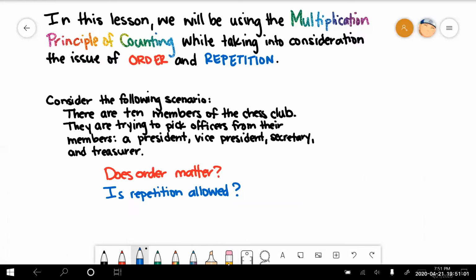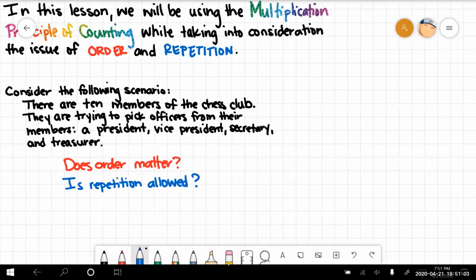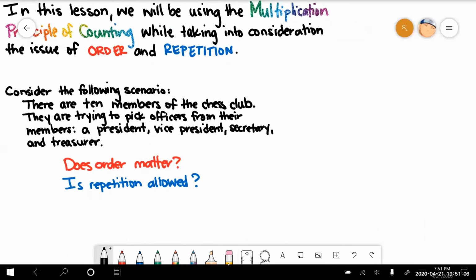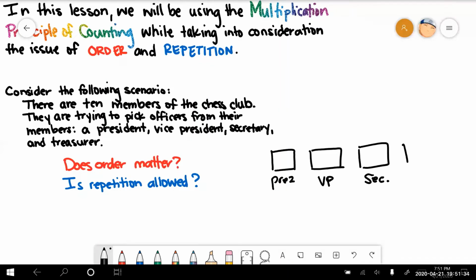So let me show you what I mean by containers. So let me scoot this over a little bit. If I had containers, for example, I've got a container for the president, and I've got a container for the vice president. I've got a spot for the secretary, and I've got a spot for the treasurer. All right, so I've got these positions available or in office for the chess club.